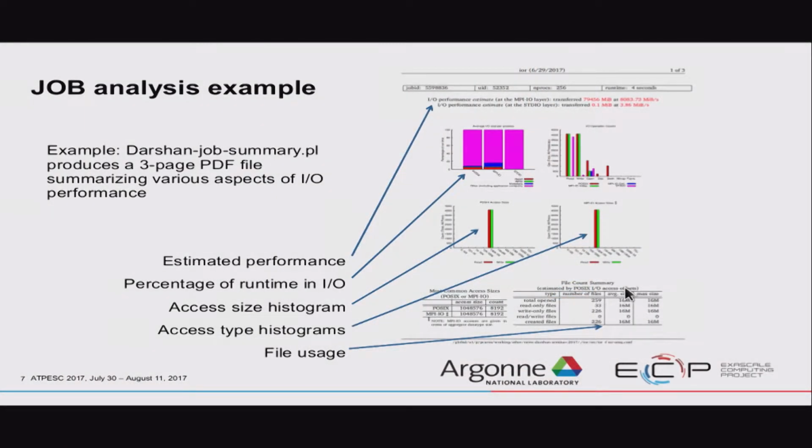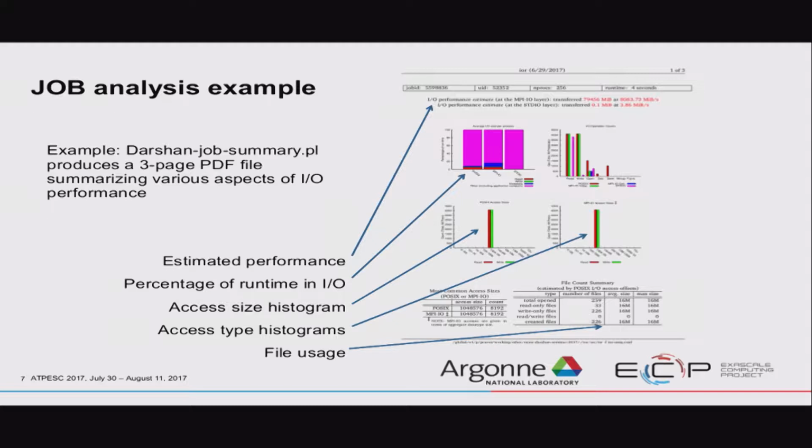And then getting into more detail as you go through the PDF, you can see what access sizes were common, what access types were common, and then how many files were generated or were read. So were they big files? Were they small files? Were they a mix of reads and writes?